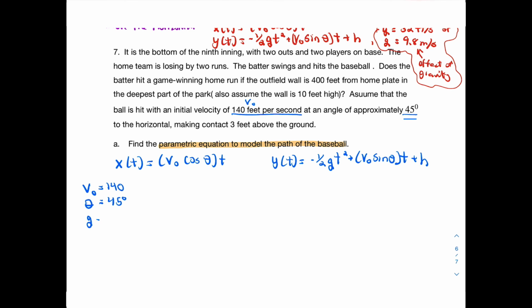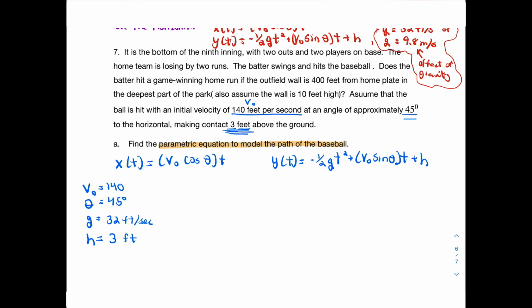Next, I need to figure out which g to use. I look at my units of measurement in this problem. The unit of measurement is feet, so I'm going to use 32 feet per second squared. And then I need to figure out h. Height is the height at which the ball was hit, and the batter made contact with the ball 3 feet above the ground, so the initial height of the ball was 3 feet. So h would be 3.